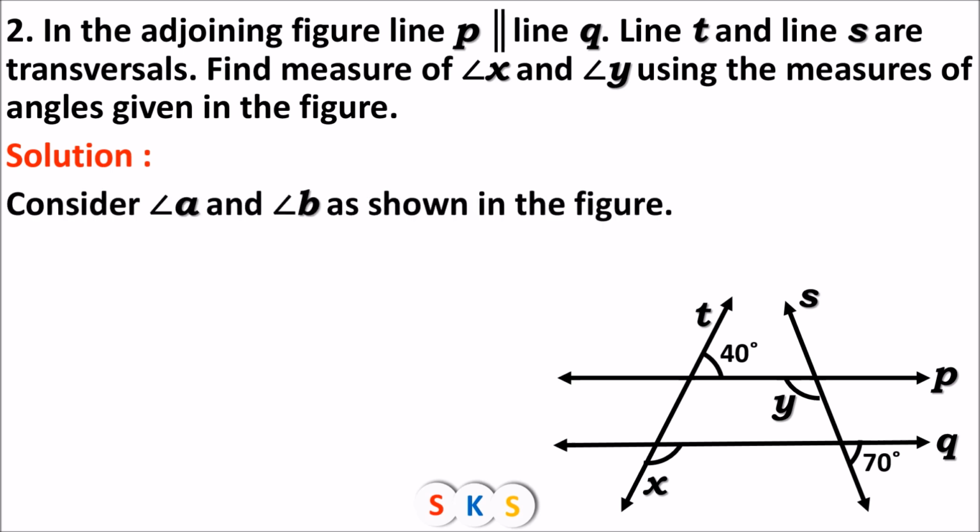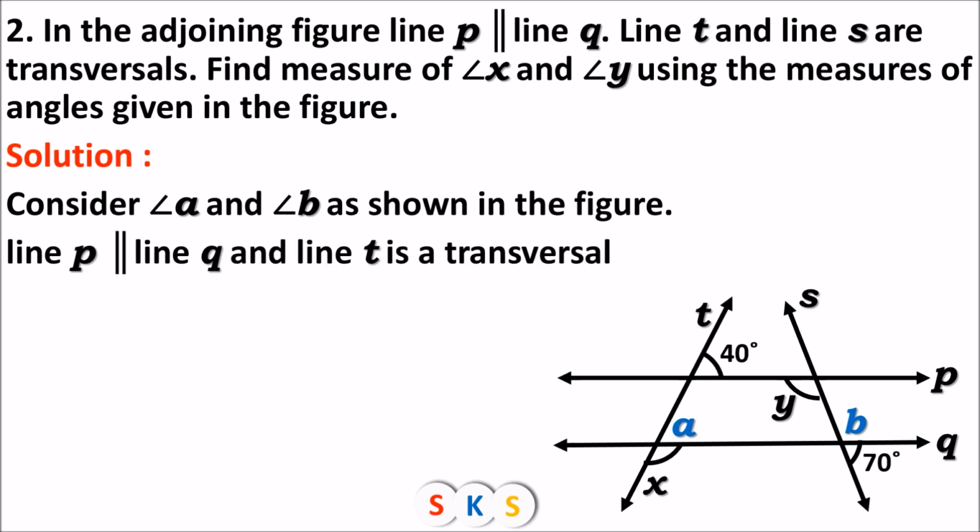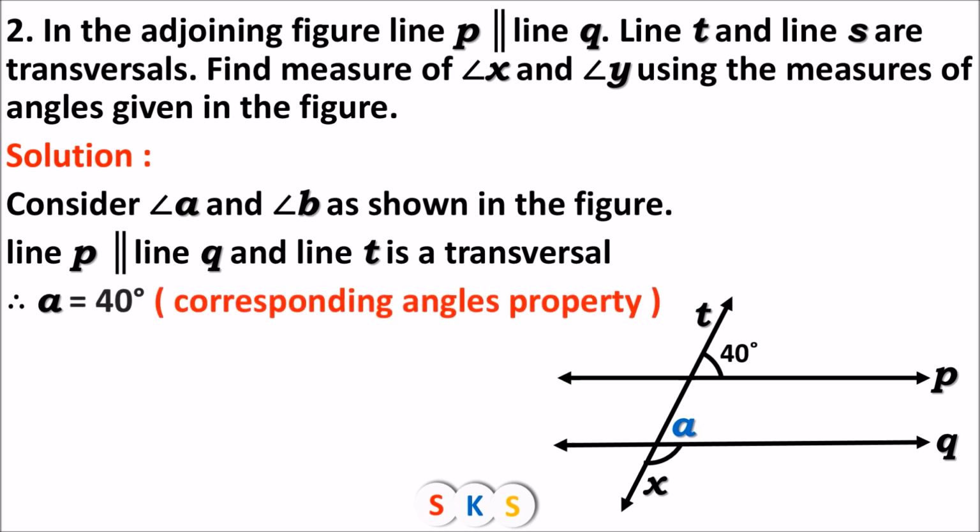Okay, look at over here. I'm going to consider angle A and angle B in this figure. I'm going to name two angles in this figure as angle A and angle B. Okay, you can see that I have taken two angles in this figure, which I have named A and B. Line P is parallel to line Q and line T is a transversal. Look at this figure. Here lines P and Q are parallel and line T is a transversal. Therefore, A equals 40 degrees, because they are corresponding angles.